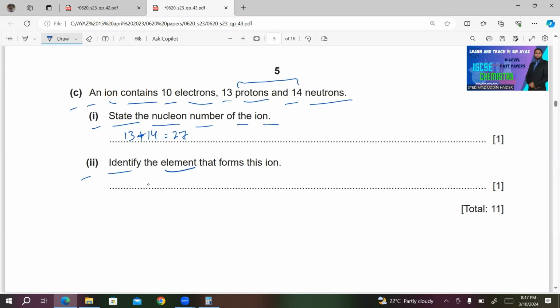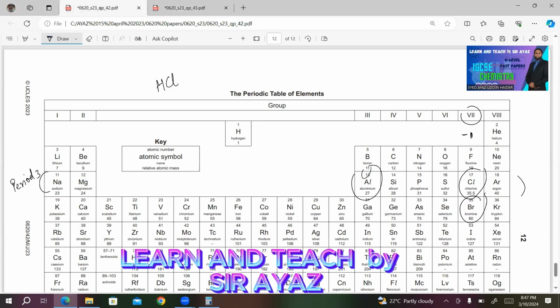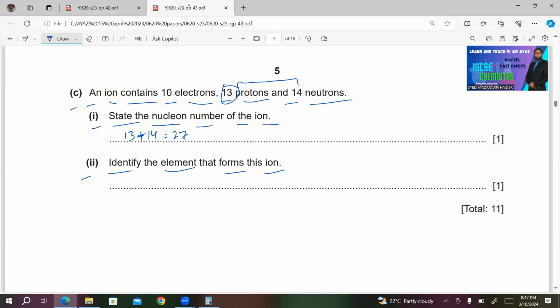Number 2, identify the element that forms this ion. Look at the proton number. Proton number is 13. So where will we find this? Here it is. It must be aluminium. Proton number is 13 and it has formed an ion with 10 electrons as it is a metal. So you'll write Al or aluminium.